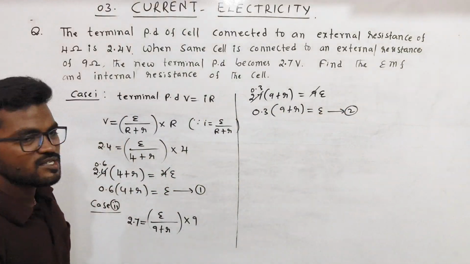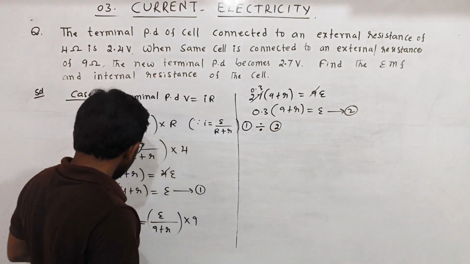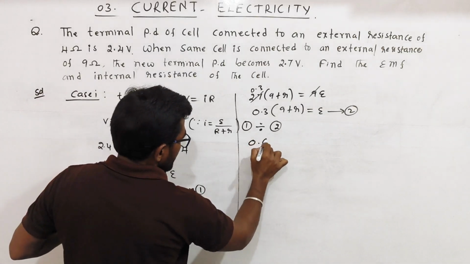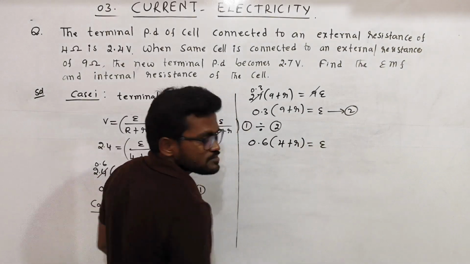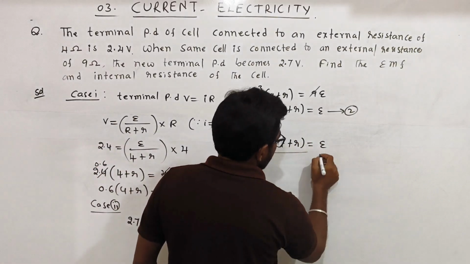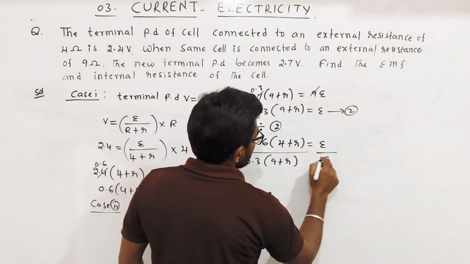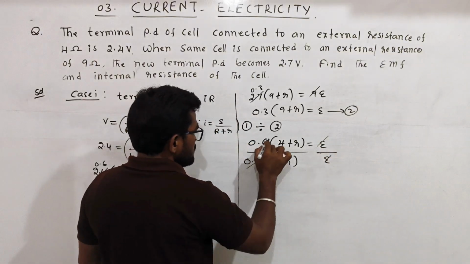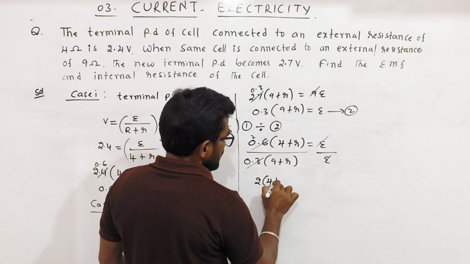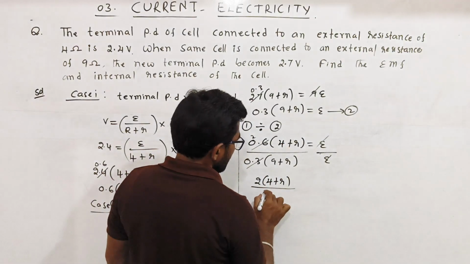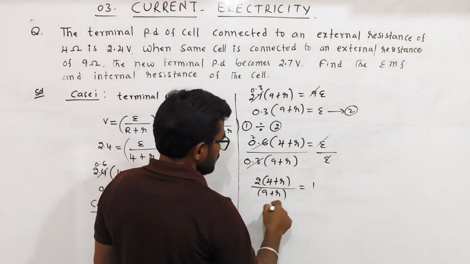Okay, divide equation number 1 by equation number 2. Equation 1 means this one, 0.6 into 4 plus r is equal to E. And equation number 2 means 0.3 into 9 plus r is equal to E. E will get cancelled. 0.6 by 0.3, 2 times. This will become 2 into 4 plus r divided by 9 plus r is equal to 1. E cancels out, so that will become equal to 1.